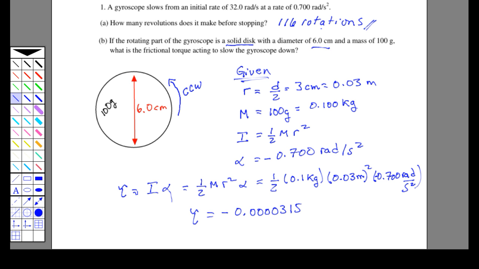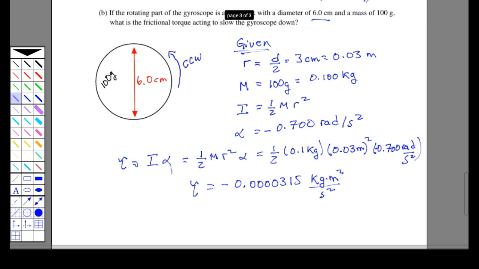And if we look at the units here, it's kilograms meters squared over seconds squared. We can drop the radians as it's a fictitious unit. And we know that this is a Newton meter. So we can write the torque as negative 3.15 times 10 to the minus 5 Newton times meters.